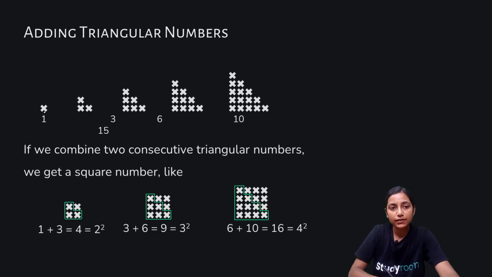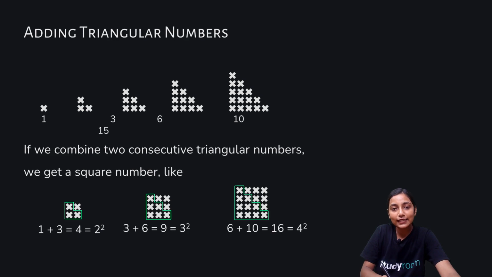See, if we have 1, this is 3, this is 6, this is 10 and so on. If we combine two consecutive triangular numbers, what are we going to get? We get a square number. You can see it from here. If we add these 3 with 1, we get 4. And 4 is actually a square number because it is the square of 2.